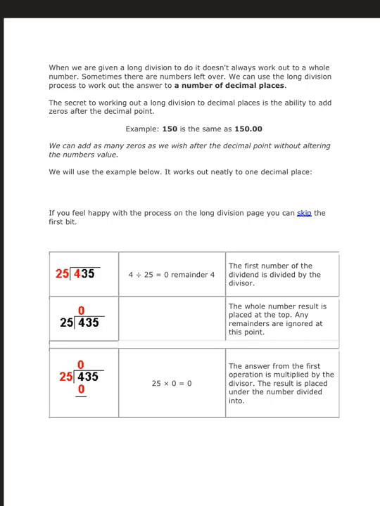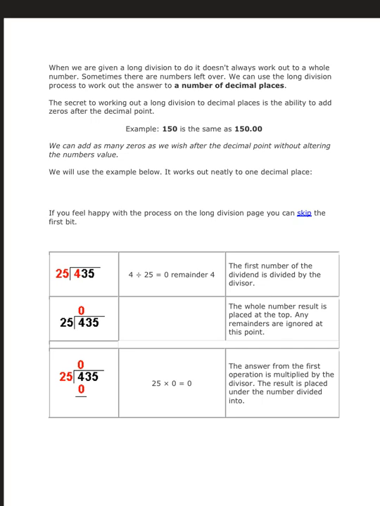Today we are going to go over long division with decimals. So when we are doing long division, every problem will not always work out with a whole number. Sometimes you're left over with a little bit less than a whole number, which would be decimal places.